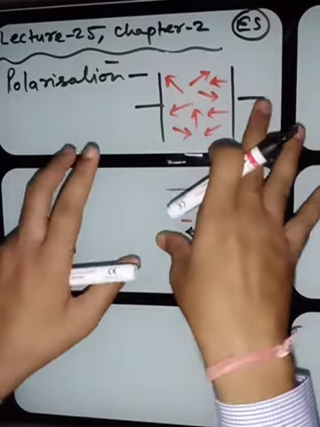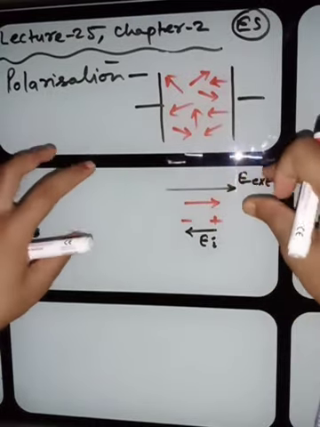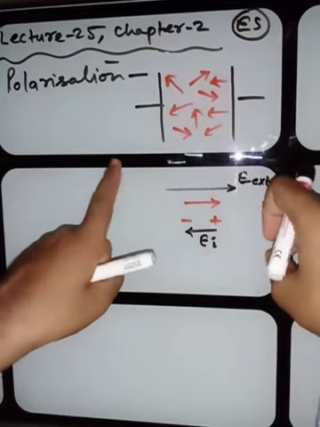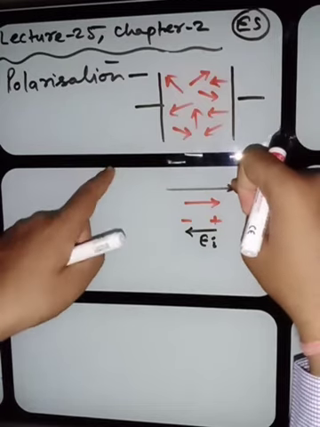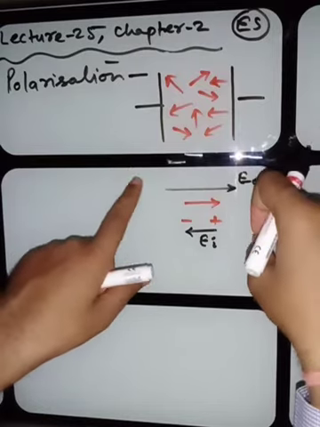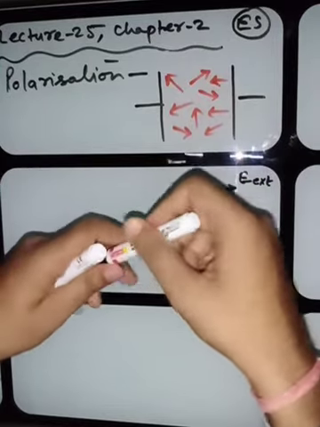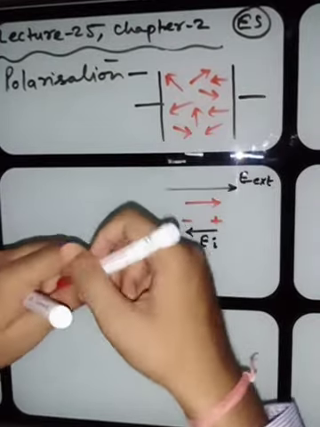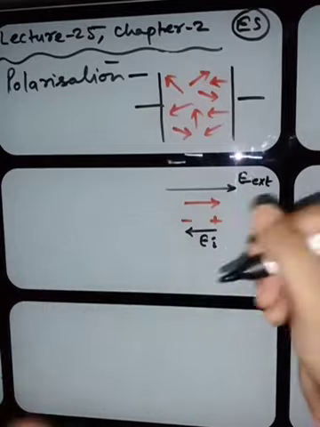This is the very simple definition. I'm repeating, you can write the definition, my dear students. The alignment of the dipole moments of the permanent or induced dipoles in the direction of applied electric field is called polarization. Okay, now we will write it mathematically. Mathematically, it is defined as the dipole moment per unit volume.